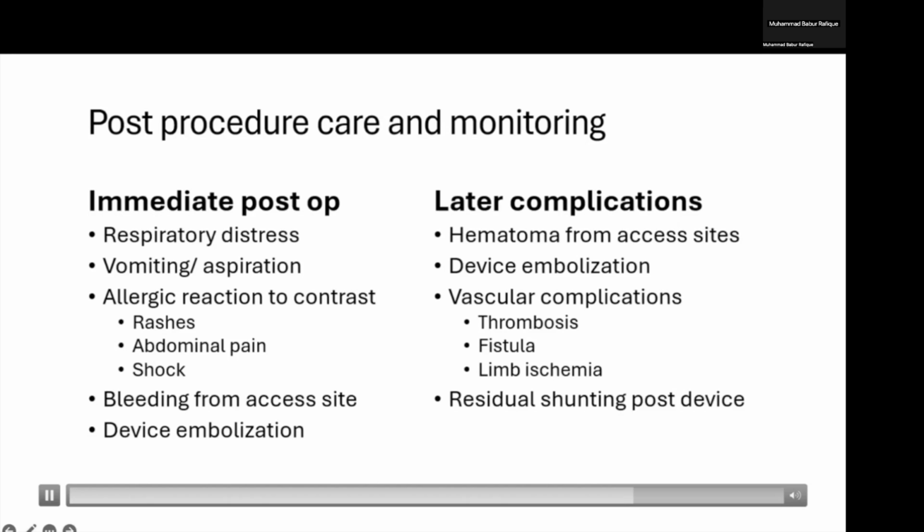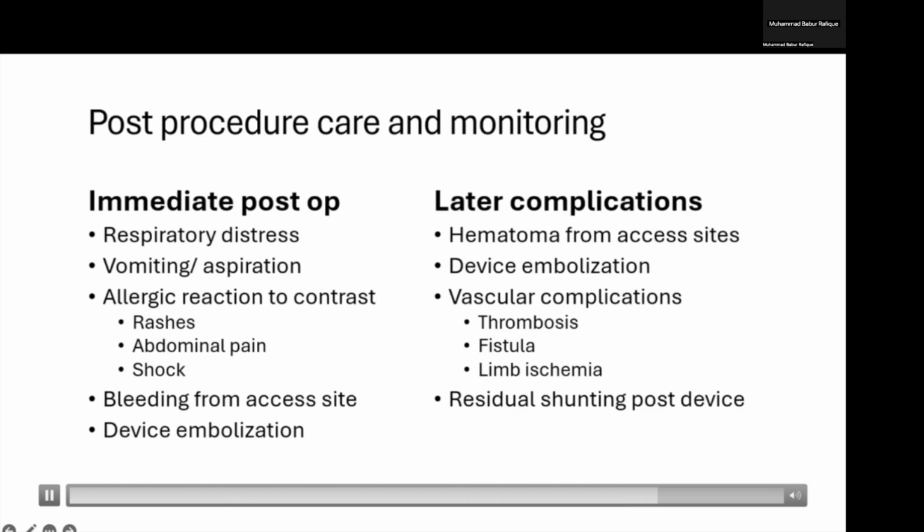If the murmur comes back to the pre-closure state, that means your device probably has embolized. So we need to get a chest x-ray to check, or an echo if it's available. But usually in our institution, we do a chest x-ray to check if the device position is still in place after the procedure. So that's also before they go home. So that's a later complication also.